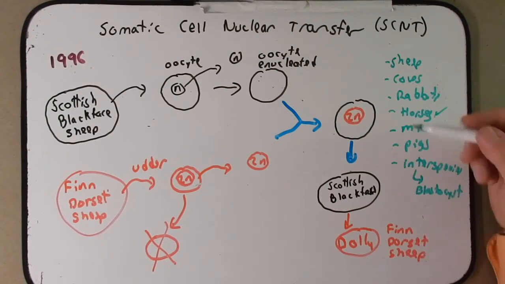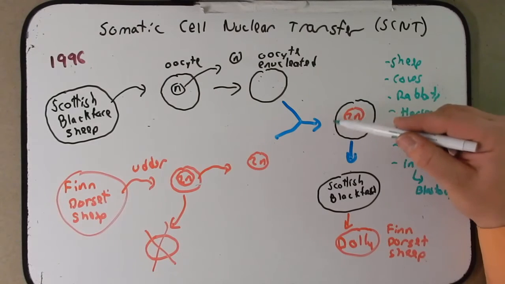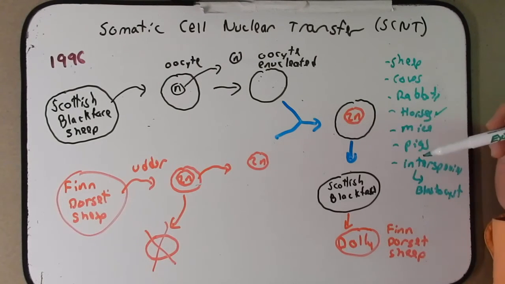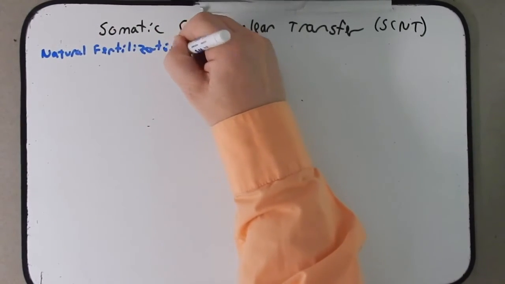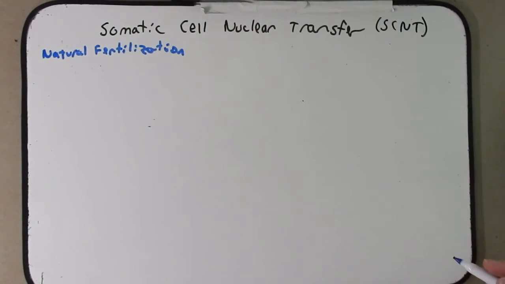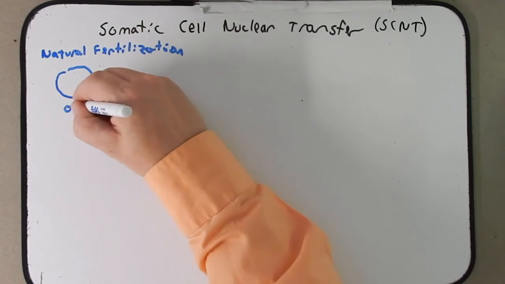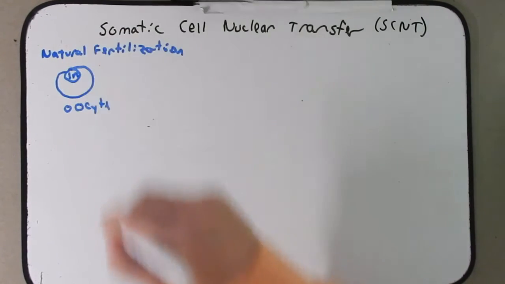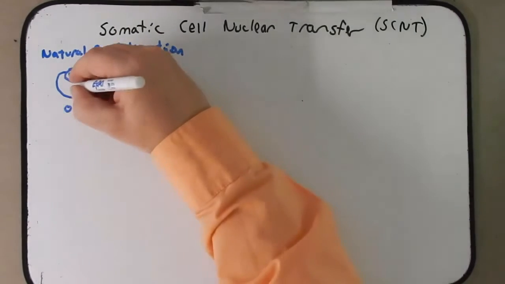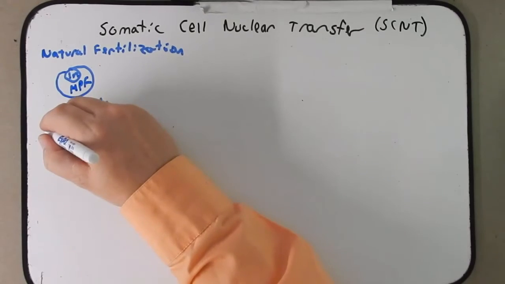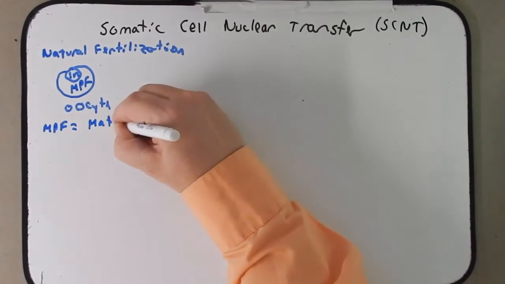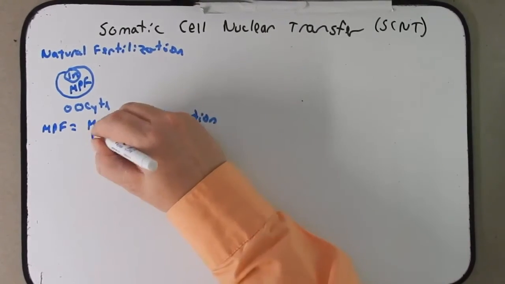So now what I want to do is some comparisons of this SCNT formed embryo and an embryo formed through natural fertilization. So up here I'm going to put natural fertilization, and all I mean by that is using an oocyte and a sperm. And so here's our oocyte. It has a 1N nucleus, a haploid nucleus. It also has this protein factor called MPF. And MPF stands for maturation promotion factor.